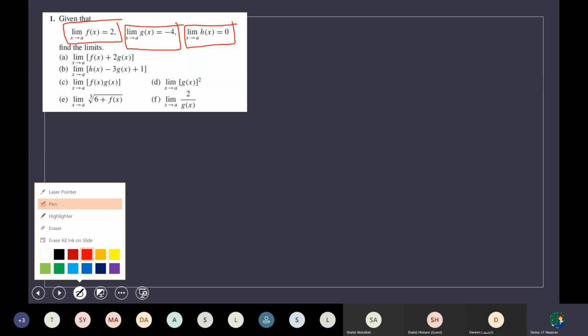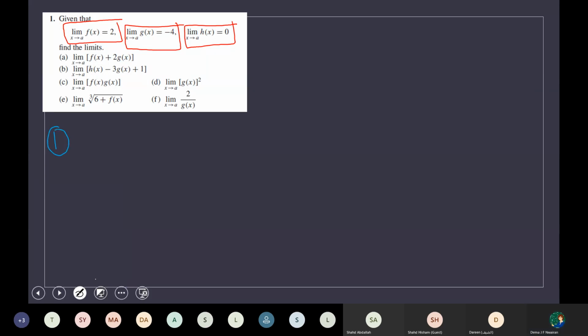Let's do now number 1. If you know that limit f of x when x approaches a is 2, and limit g of x when x approaches a is negative 4, and limit h of x when x approaches a is 0, I want you now to find the limit of f of x plus 2g of x when x approaches a.